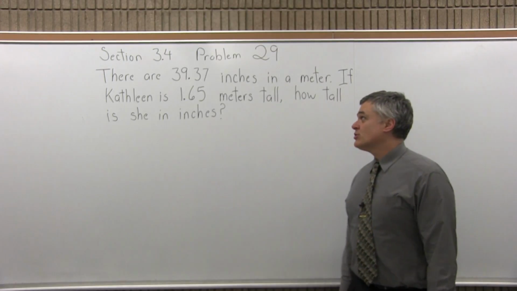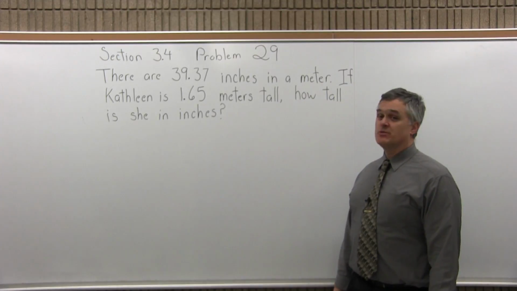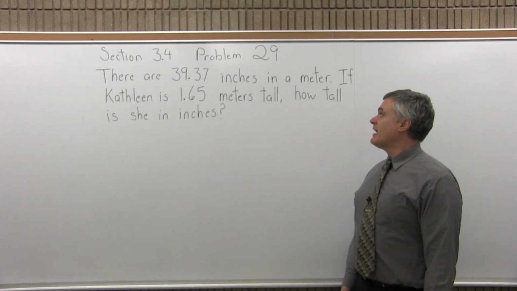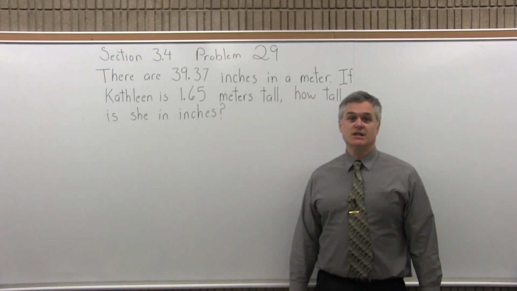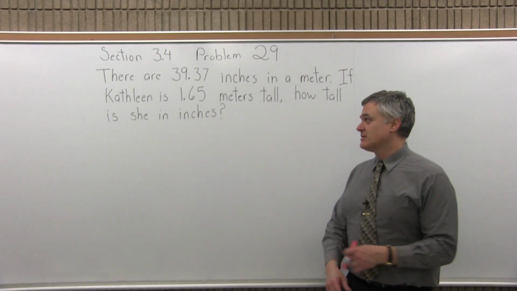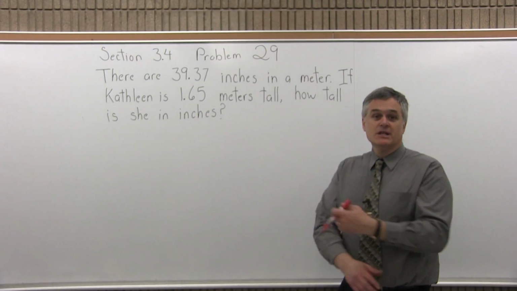It says there are 39.37 inches in a meter, and this is really true. If Kathleen is 1.65 meters tall, how tall is she in inches? So 1.65 meters is a pretty normal height. That's a common height for people. What would it be in inches?